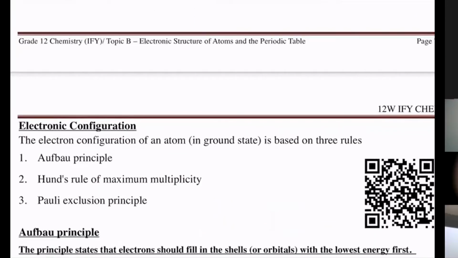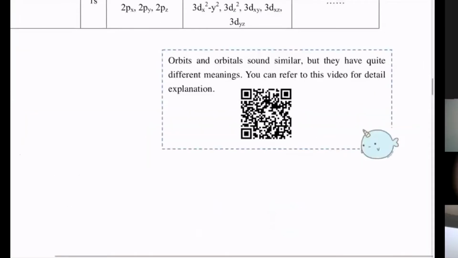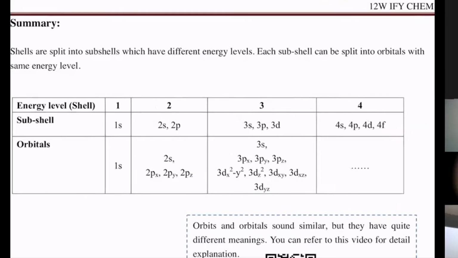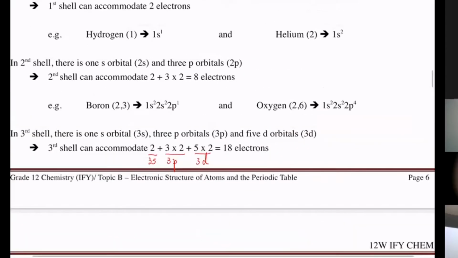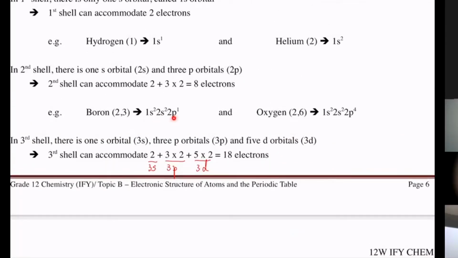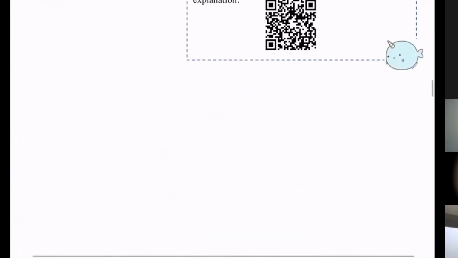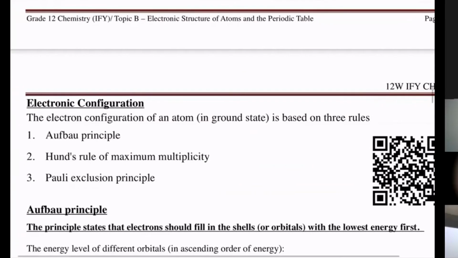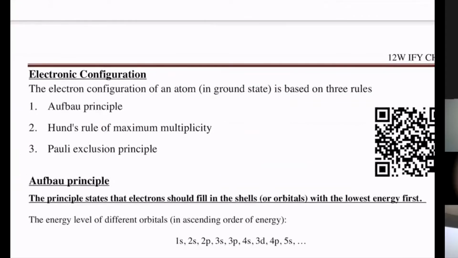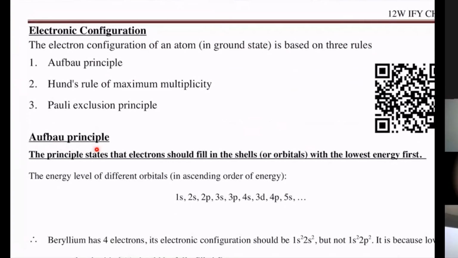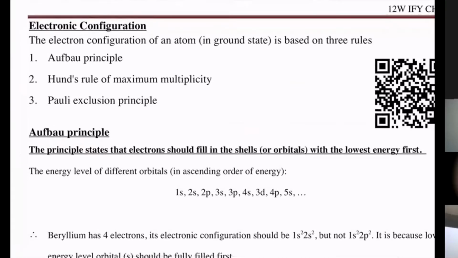So how do we actually put those electrons in those subshells and in those orbitals? We need to learn some rules to fill them in. It's not just simply 2s first and then 2p, but we need to go into more detail. So there are 3 rules that you need to learn. The first one is the Aufbau principle. This principle states that electrons should fill in the shells, subshells or orbitals with the lowest energy first.